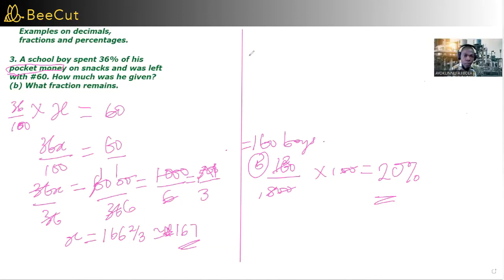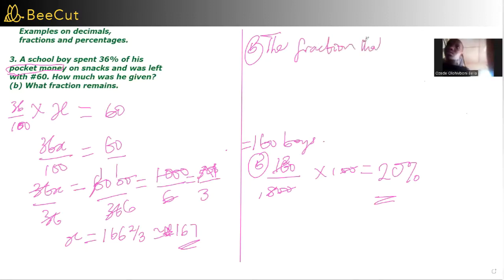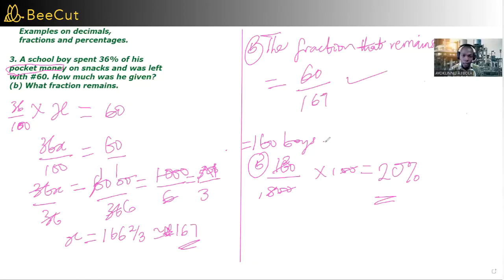You can say B, the fraction left. The fraction that remains is what was left, 60, over what was given, 167. And that is your answer there. Otherwise, you have to slash it down. But if you slash this by any number, it cannot be a factor of 60. So that is the answer.